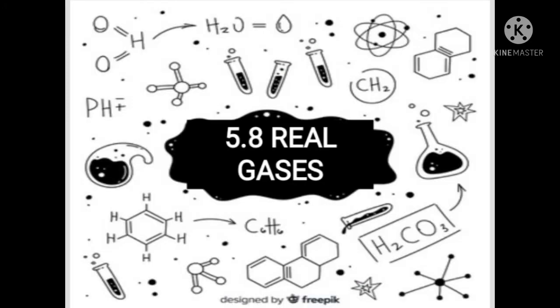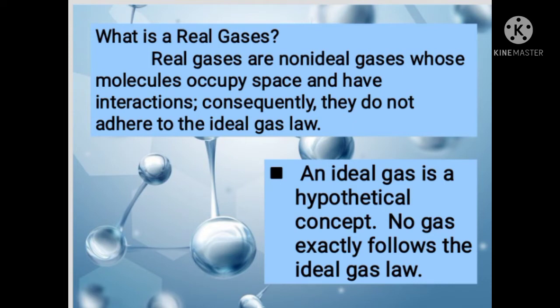Thank you. First, we have 5.8, the real gases. So what is a real gas? Real gases are non-ideal gases whose molecules occupy space and have interactions. Consequently, they do not adhere to the ideal gas law. A real gas is a gas that does not behave as an ideal gas due to interactions between gas molecules. A real gas is also known as a non-ideal gas because the behavior of a real gas is only approximated by the ideal gas law.